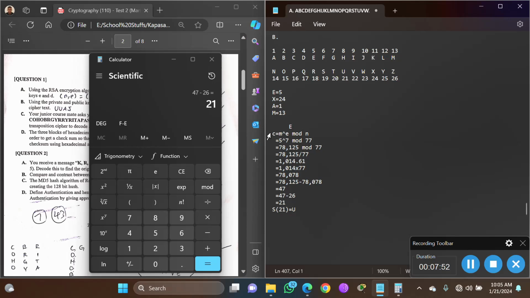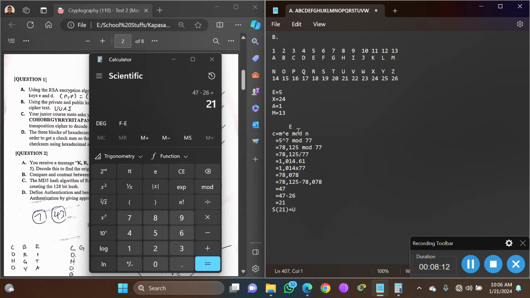You first need to come up with this formula, which is ciphertext equals the plain text power encryption algorithm, then mod n. So as I explained, mod means you're interested in the remainder for that particular number, because it will be a bigger number.